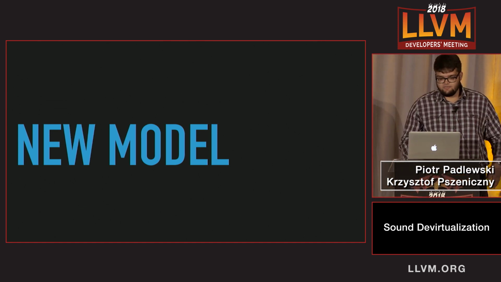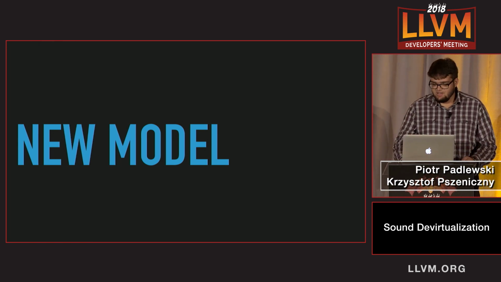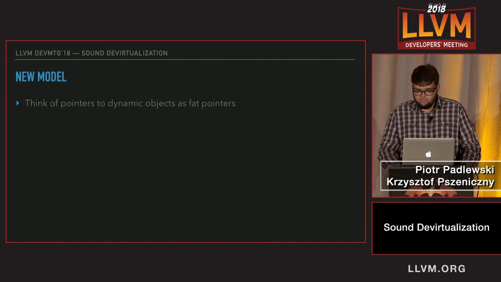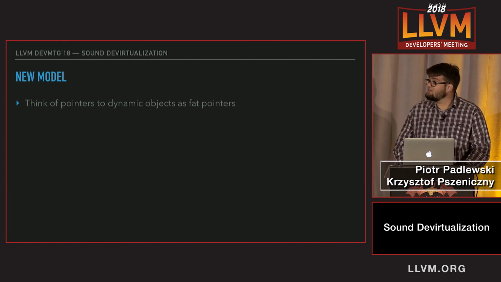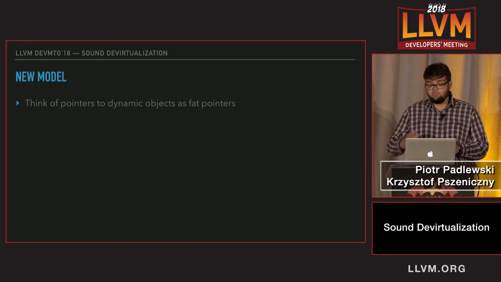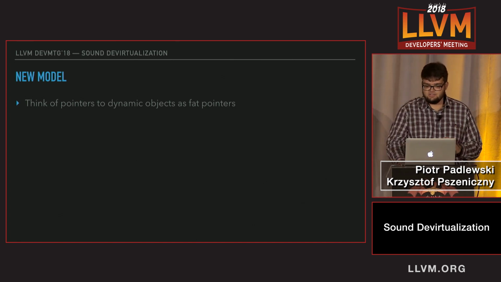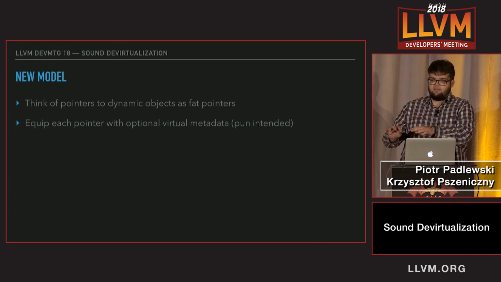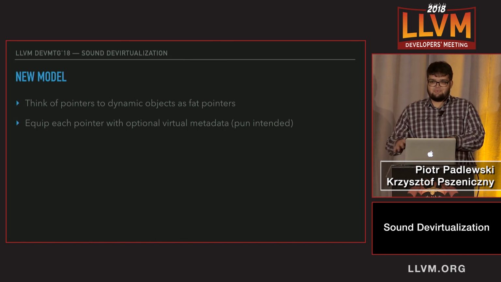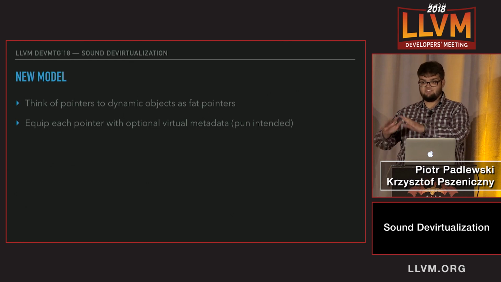Okay, so instead of doing a mess of ad hoc fishy barriers, we started to think about a more structured model that was proposed by Richard, Chandler, and Sanjay. We think of pointers to dynamic objects as somehow fat pointers, but only mentally. So we equip each pointer with an optional virtual metadata that is not really there. It's virtual both in the sense of devirtualization, and virtual in the sense that it's not really there. We only imagine that it's there.